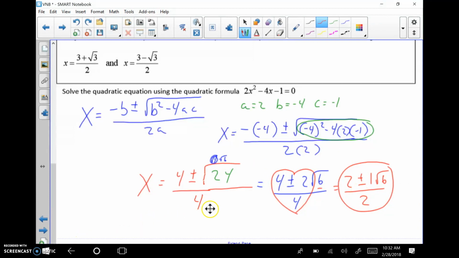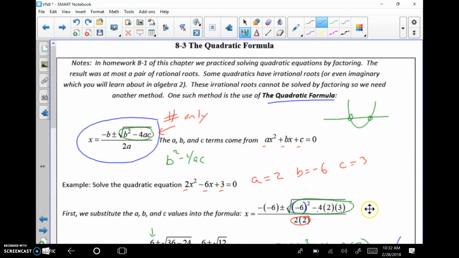All right, so that's it. That's how we do the quadratic formula. It's going to take some practice.